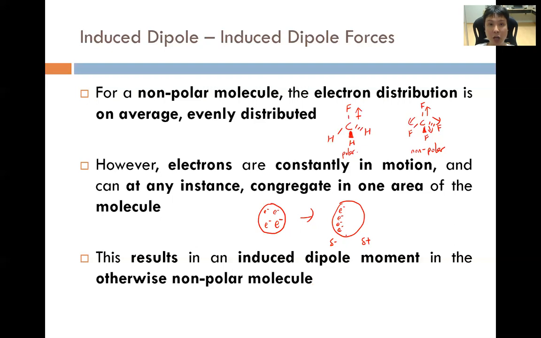Because there's a separation of charges, there's greater electron density on the left-hand side as compared to a lower electron density on the right-hand side. And this will be called an induced dipole moment in the otherwise nonpolar molecule, because it was originally nonpolar since the electrons are evenly distributed. By chance, electrons congregate on the left-hand side, so it creates an induced dipole in an otherwise nonpolar molecule.